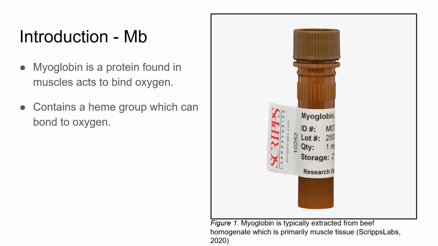Myoglobin is a protein found in muscles that acts to bind oxygen. Myoglobin is specifically found in skeletal muscle and some cardiac muscle. It works by containing a heme group, which is a group that uses an iron as a cofactor. This iron can then bind oxygen. Due to this property, it has a very high affinity for oxygen binding, which means that it's very easy to attract oxygen to the heme, but not very easy to release that oxygen, which makes it very effective at storing oxygen for long periods of time.